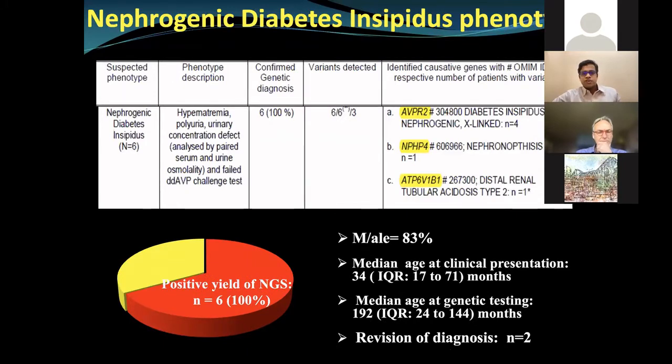Then nephrogenic diabetes insipidus. Here 6 patients presented with this phenotype and had a 100% positive significant mutation. All of them had a significant mutation, but the diagnosis was revised in 2 patients, one with nephronophthisis and one with distal tubular acidosis. So these could be secondary causes of nephrogenic diabetes insipidus.